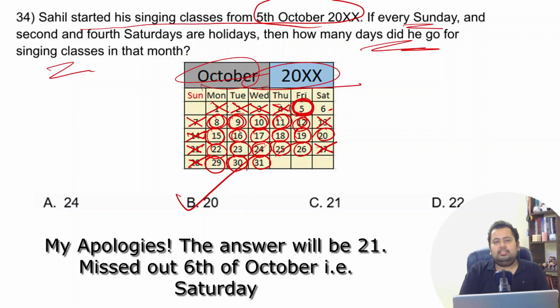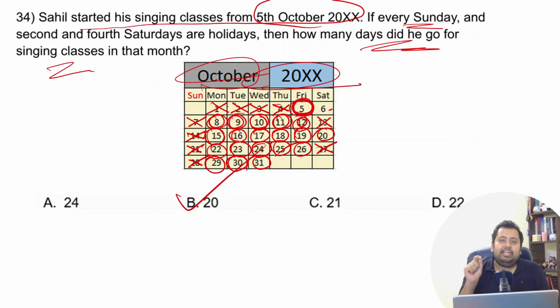Let me ask you another question here. On the same year, 20XX, in the month of November, if Sahil goes to class every day except for Sunday, all Sundays, that is, all Sundays are holiday, and second and fourth Saturdays are holiday, right? Then for how many days would Sahil actually go to the class? Find that out. Let me know the answer in the comment section.